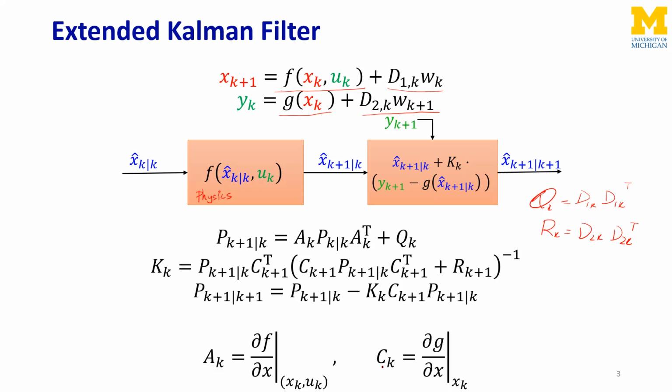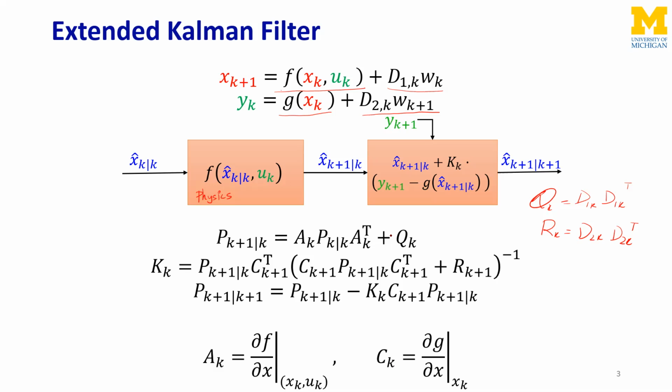Similarly, the output matrix C_k is given by the gradient of the output map with respect to x, and you evaluate this gradient at the current state, and that gives you C_k. We assume that the g doesn't depend on u, so that's why we don't have the u here. So this you might have seen in your other courses, or you might have heard of this extension of the Kalman filter, and this is called the extended Kalman filter.